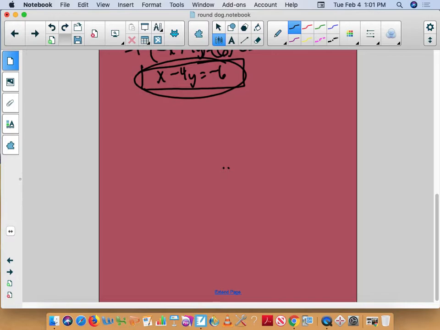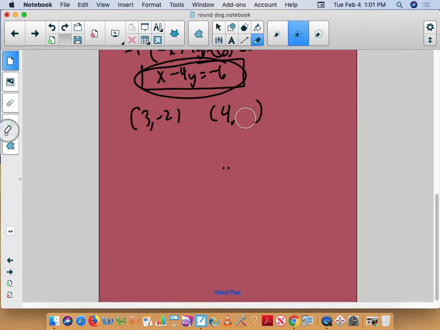Okay. Supposing on the test, so don't write this down, suppose on the test that I gave you 2 points, like (3, -2) and (4, 5). And I said write the equation of the line. And I didn't even tell you what form to use. I would use point-slope form, but I didn't give you the slope. How are you going to find the slope? Sarah? I think it's y2 minus y1 over x2 minus x1.